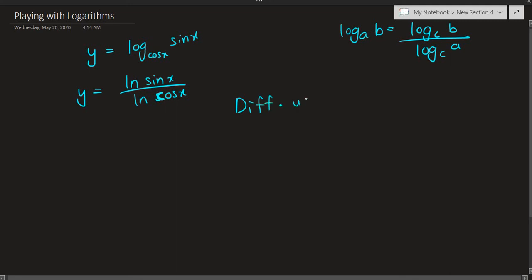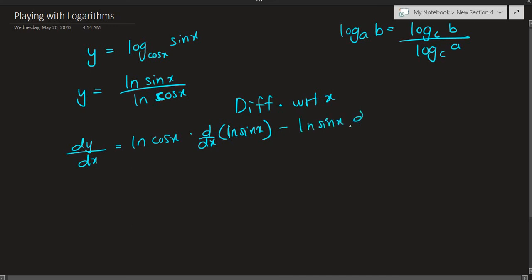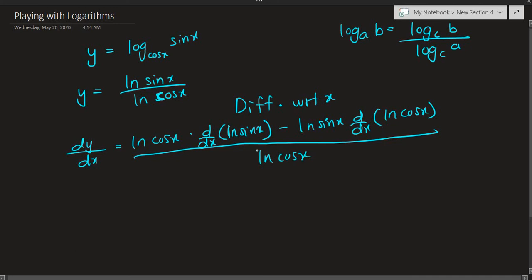So we can differentiate with respect to x proudly. We get dy over dx. We have to use the quotient rule. So natural log of cosine of x times the derivative of natural log of sine of x, minus natural log of sine of x times the derivative of the natural log of cosine of x, but divided by natural log of cosine of x, but the whole thing squared.